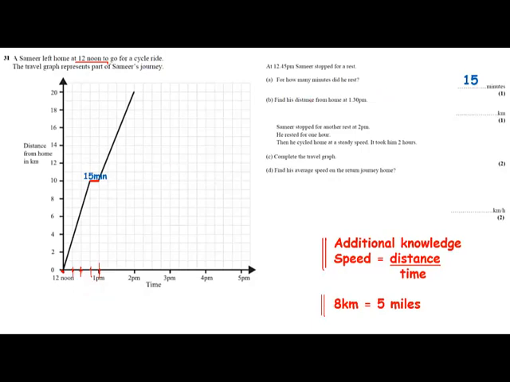Part B, find his distance from home at 1:30 p.m. Okay, so we need to find out where 1:30 p.m. is. So there's 1 p.m., 1:15, 1:30 is going to be over there. Okay, draw a line from there to your graph, right? So go up to the travel graph. The distance from home is going to be how much you read across.